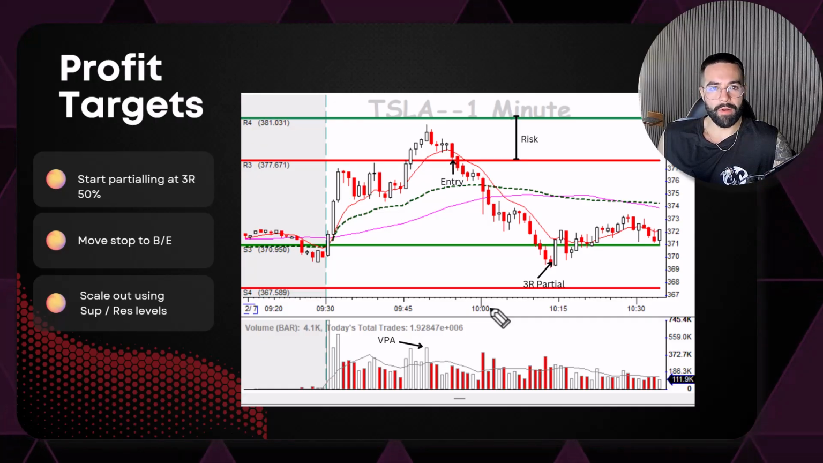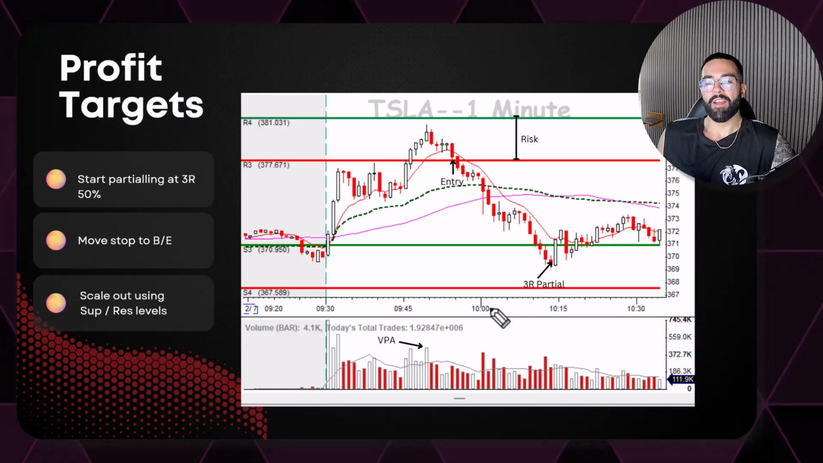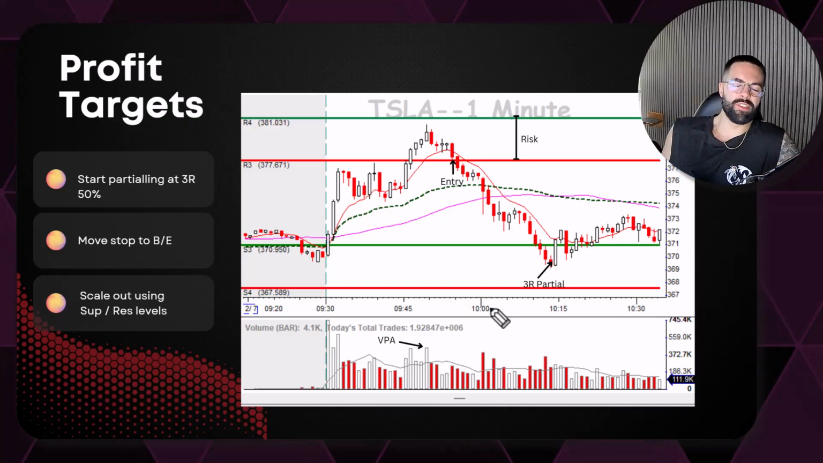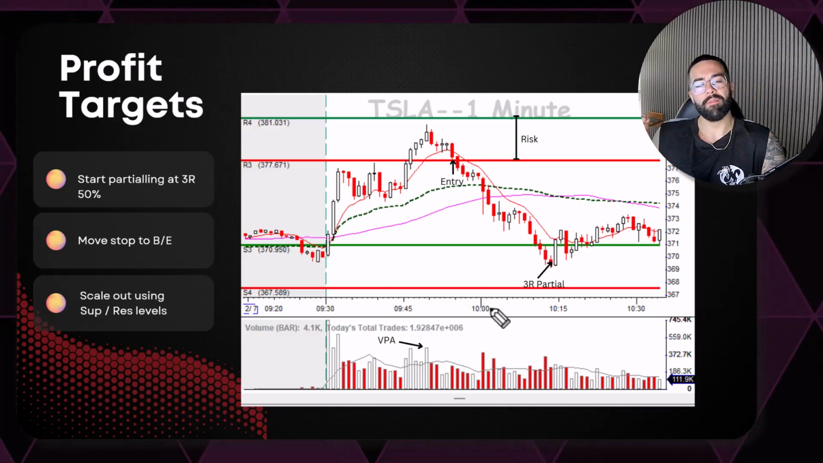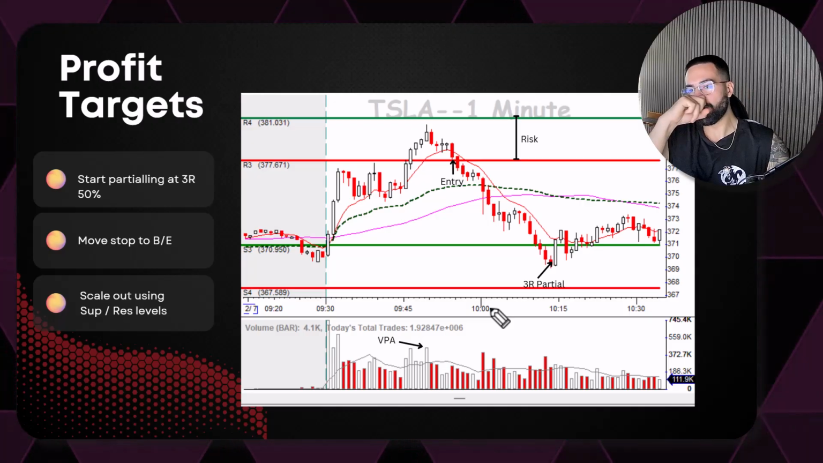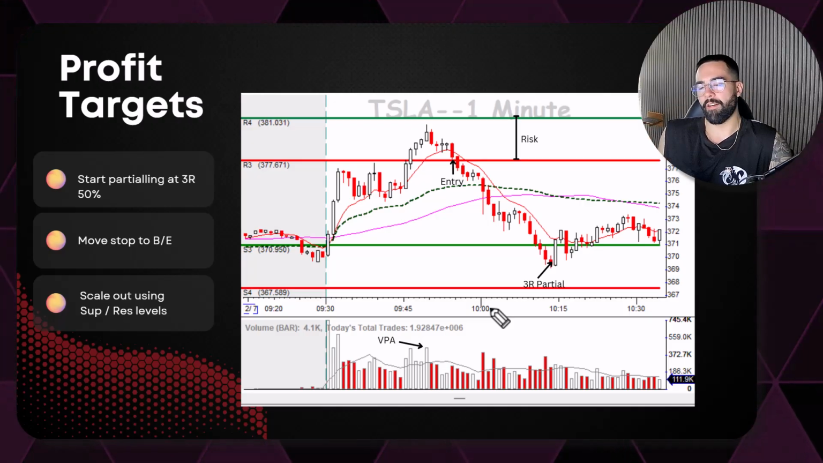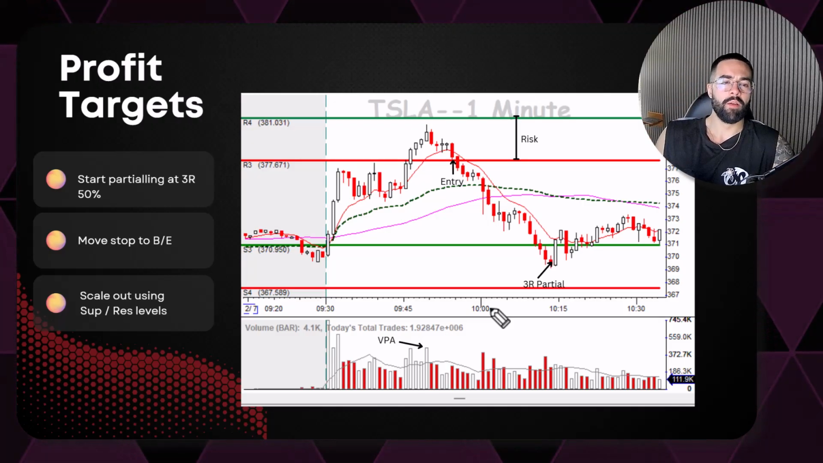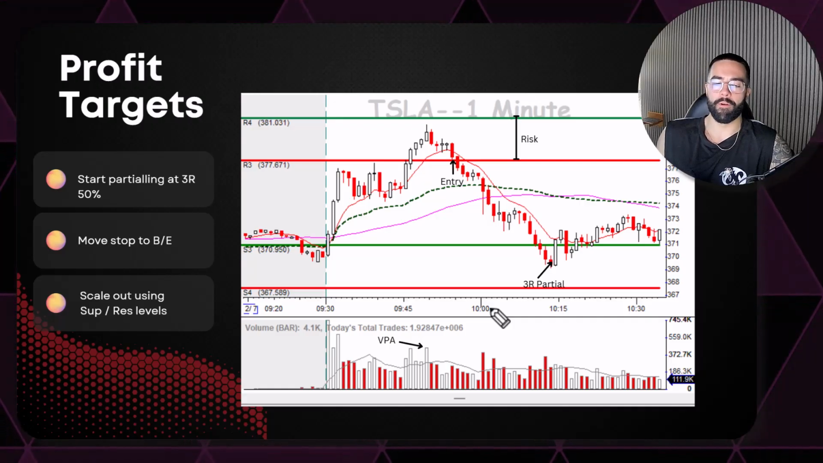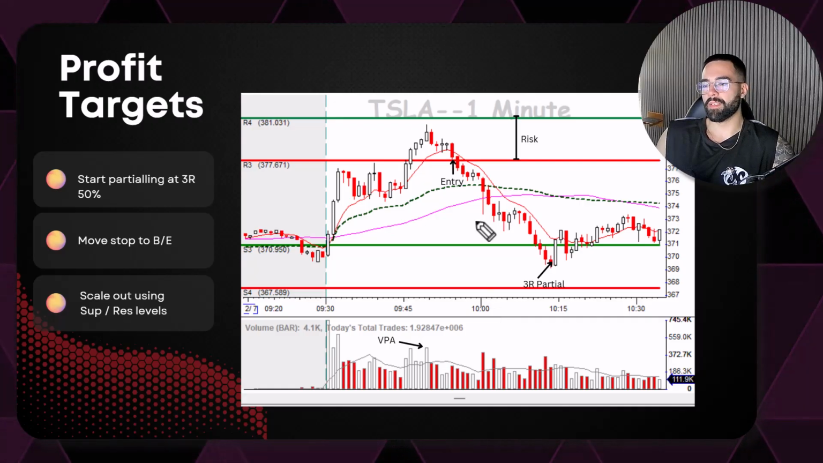Pretty straightforward. Wait for 3R. You can start partialing at 2R as well. It's really up to you, but don't start partialing before 2R. Wait at least for that 2R target. And I think if you go to 2R, I would recommend going with 25%, and then you can keep going with, let's say, 25% at 3R, maybe 50% at 4R, and go like that at some specific levels.